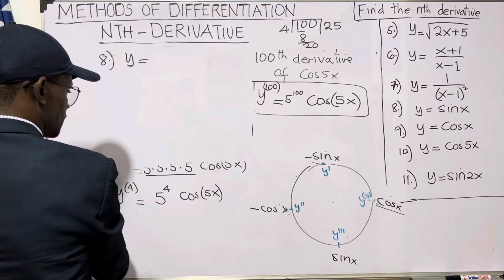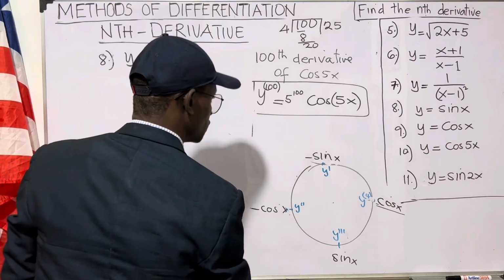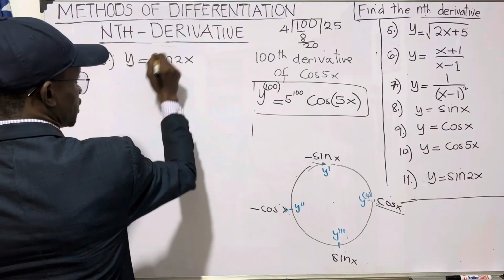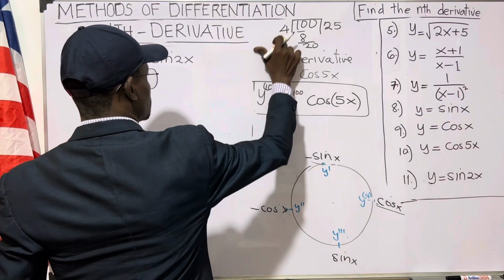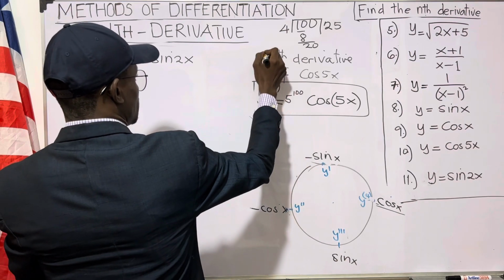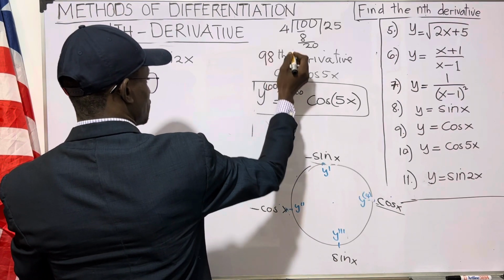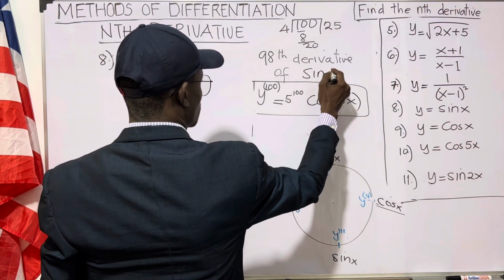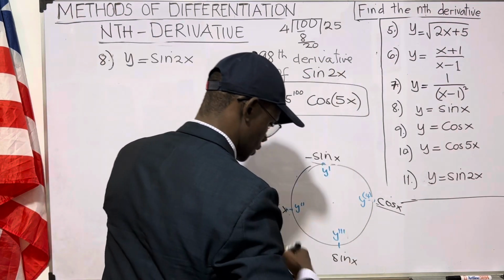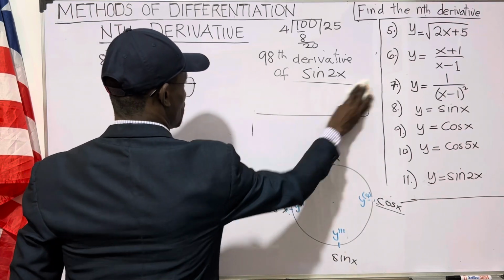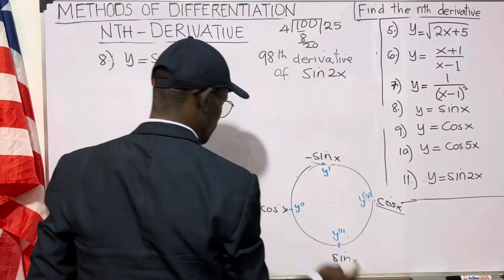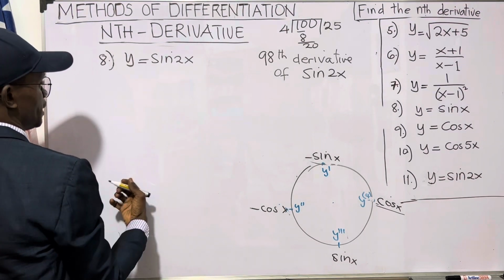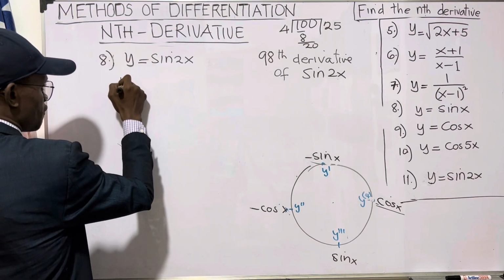So what I want to find is the derivative of sine of 2x. And we also want to find, for instance, the 98th derivative of sine of 2x. How can we find the 98th derivative of sine of 2x? So again, we first find a pattern. So find the first 4 derivatives.